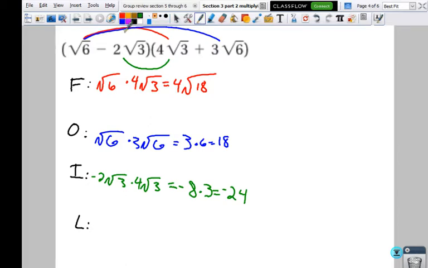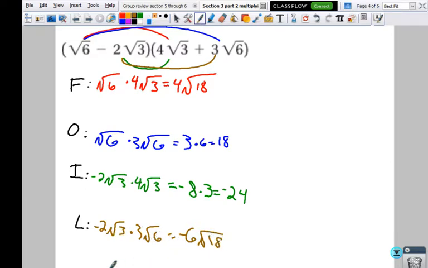And Lucas, what are the last things I'm multiplying? -2 square root 3, 3 square root 6. Yep. -2 square root of 3 times 3 square root of 6. And you gotta simplify it. So, multiply -2 times 3 is -6. Let's see. So I got square root 3 times square root 6 is square root of 18.